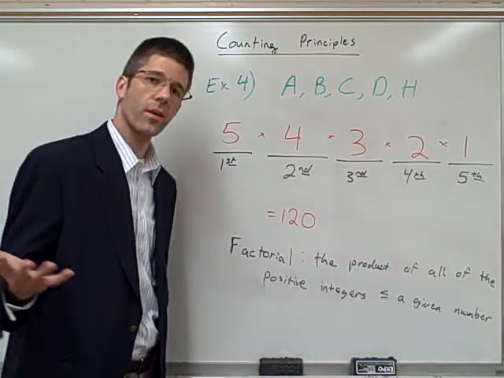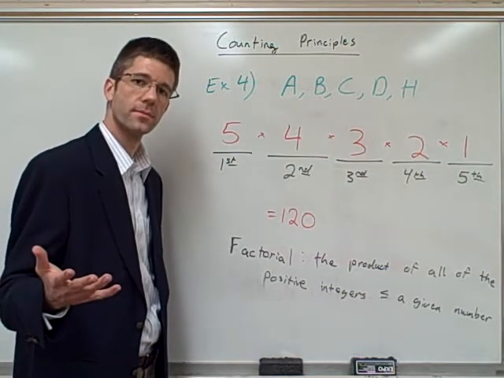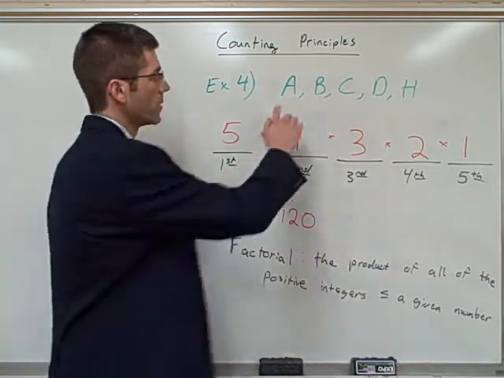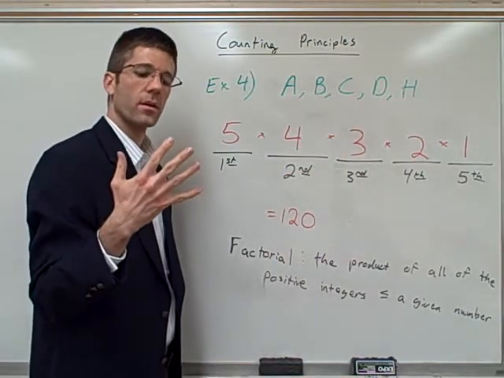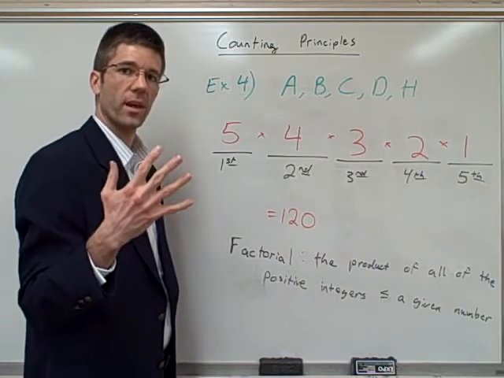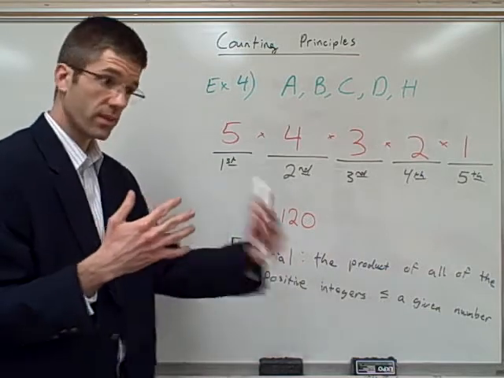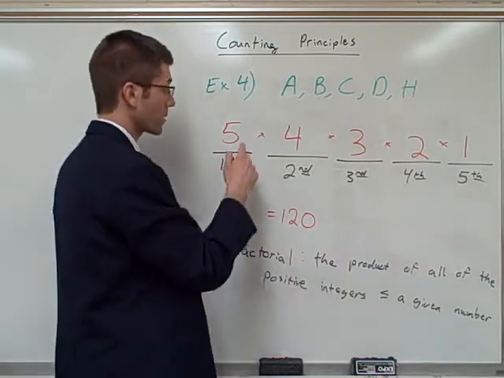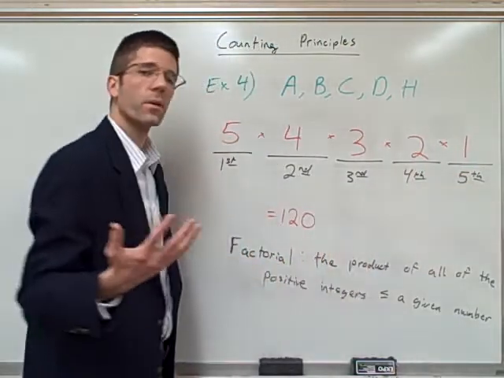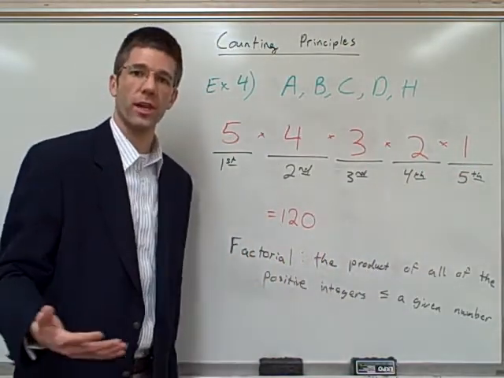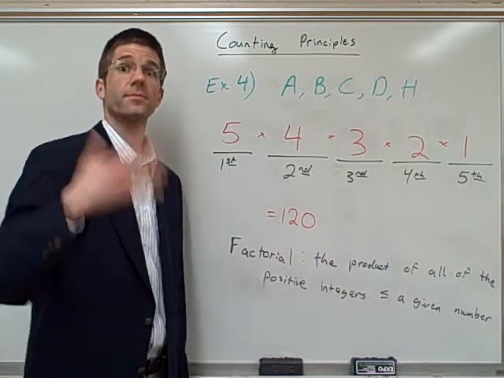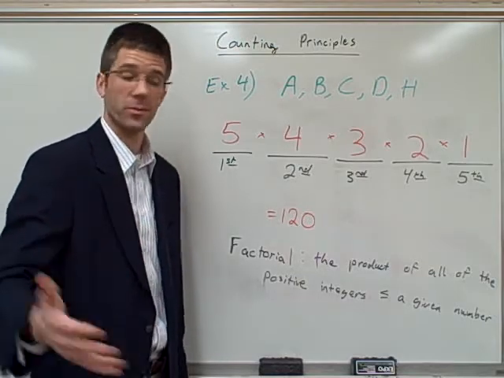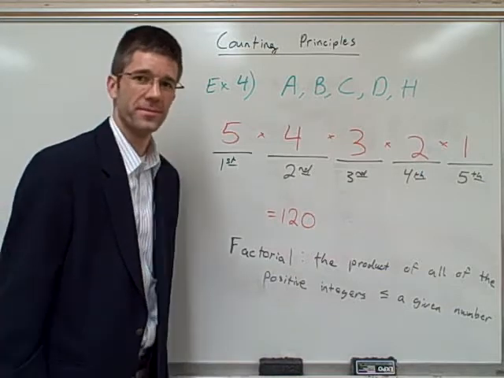Okay, let's kind of tie this in with what we just did. How many people were in our race? 5. We're going to multiply every number less than or equal to 5 together, all the way till we get to 0, but not counting 0. So 5, 4, 3, 2, 1. If we would have had 8 people in our race, we would have done 8 times 7 times 6 times 5 times 4 times 3 times 2 times 1. We're going all the way down to 1.